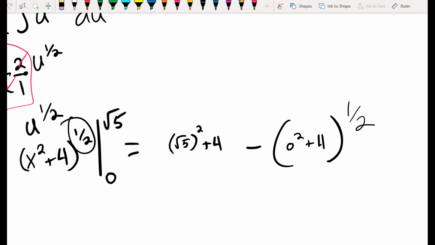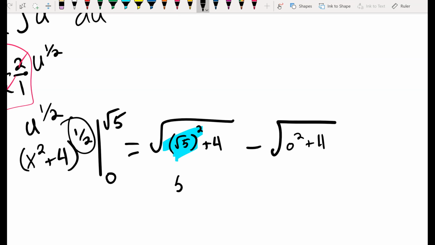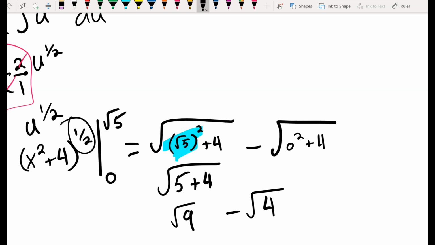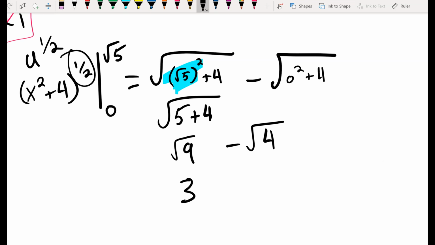But remember, that's the same thing as just being under a square root. And if I'm thinking about simplifying, to me it's easier to think about a square root instead of a 1/2 exponent. So let's try to clean this up a little bit. Remember, if I square a radical, the radical just goes away, right? Radical 5 squared is just 5. And 5 plus 4 is 9. That's good because that's a perfect square. And 0 squared is just 0. Plus 4 is 4. Well, the square root of 9 is just 3. The square root of 4 is just 2. 3 minus 2, look at that, simplifies so nicely to just 1.